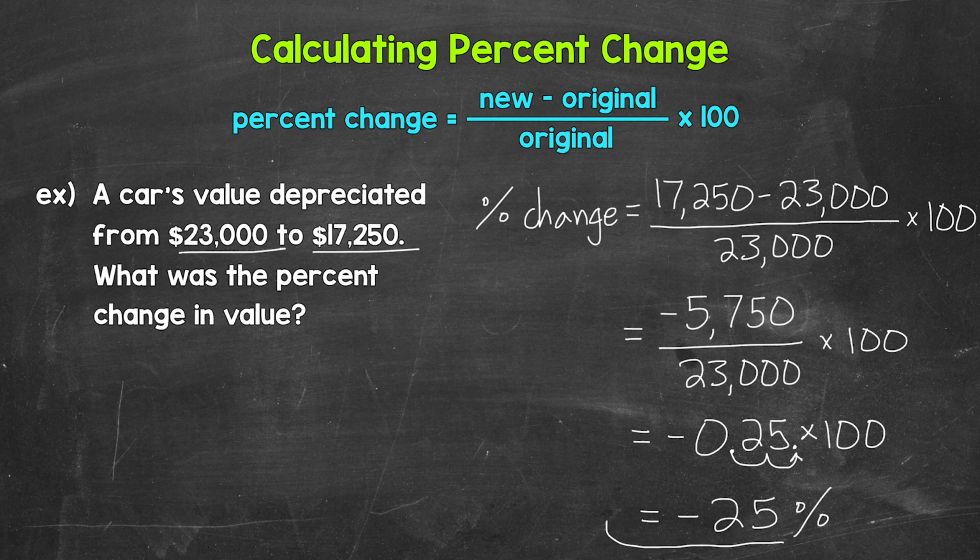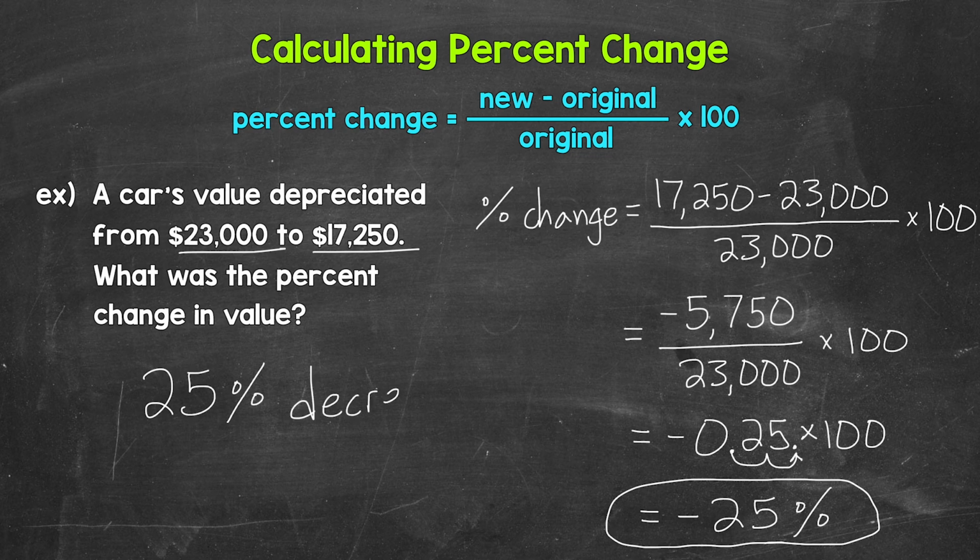Now keep in mind, since that's a negative percent, that tells us we had a decrease. The value of the car decreased by 25%. So what was the percent change in value? Well, there was a 25% decrease.